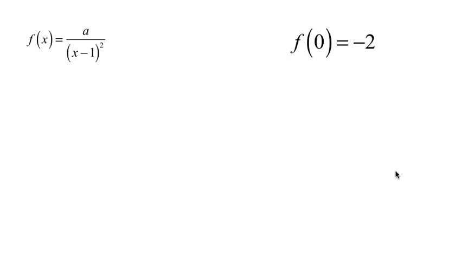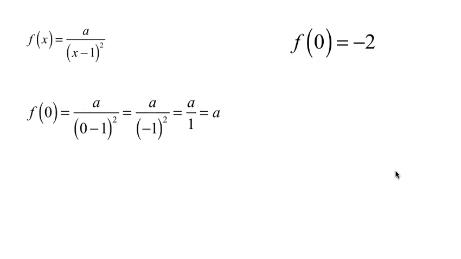So f of x is a over x minus 1 squared. F of 0 is negative 2. Plugging in 0 for x, f of 0 is a over 0 minus 1 squared. A over negative 1 squared. A over 1. A. Well, f of 0 is a, and f of 0 is negative 2. Well, that's nice. That just means, of course, that a is negative 2.